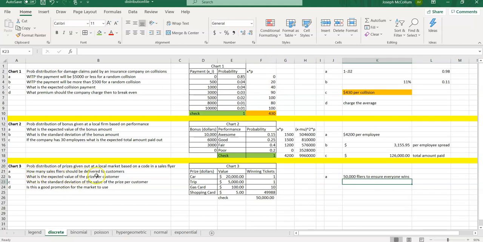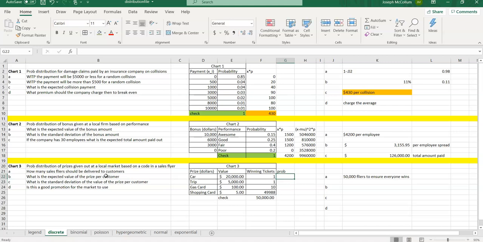Now, what is the expected value of the price per customer? Great question. The grocery store would like to know what is the expected price given out per person. The reason I'm pausing is because I wanted you to see the difference between chart 1, chart 2, and chart 3. Chart 1 and chart 2, we were nice. We had the probability distribution already set up. We don't have that yet. We will soon have that.